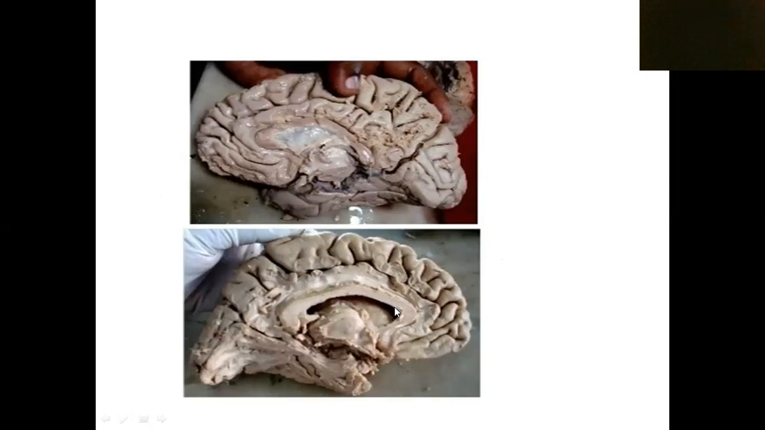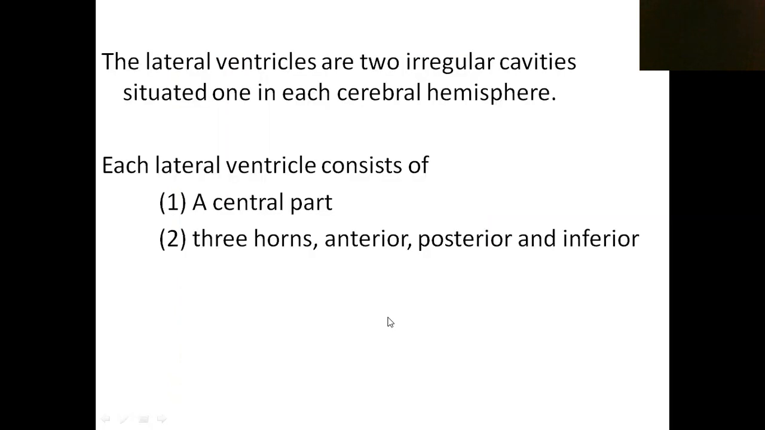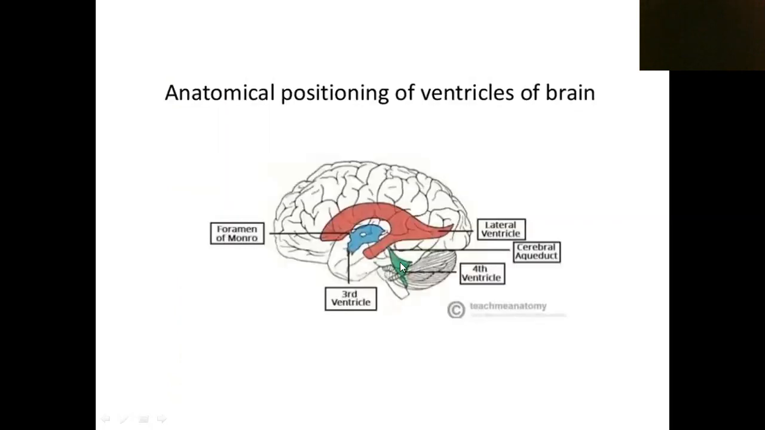So anterior horn, then central part, then inferior horn. It is extending into the temporal lobe. This is the temporal lobe. So that is the inferior horn, and the posterior horn is seen inside the occipital lobe, extending into the occipital lobe. See here, approximately here comes the posterior horn. So anterior horn, then central part, posterior horn, then inferior horn. Those are the parts of this lateral ventricle.